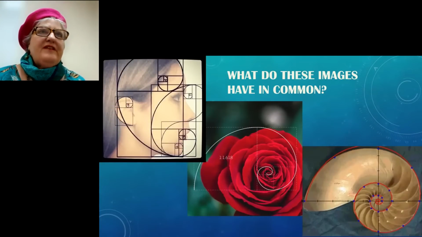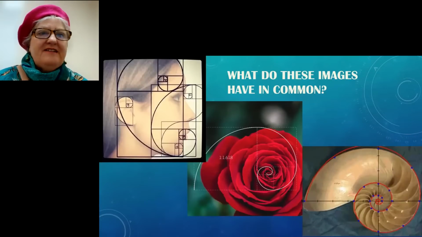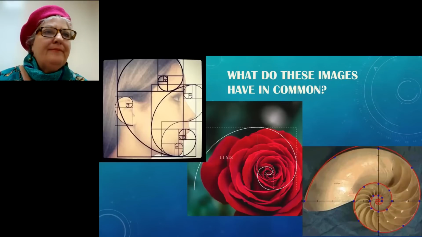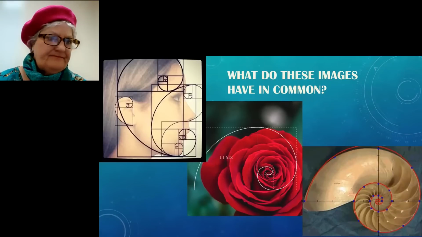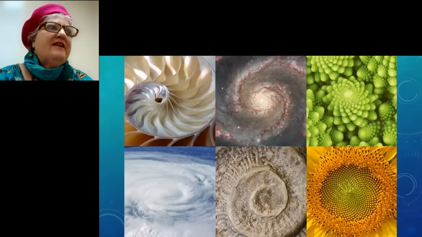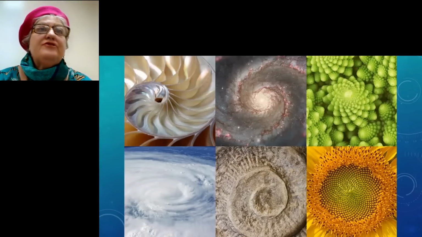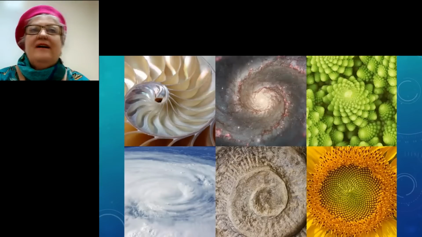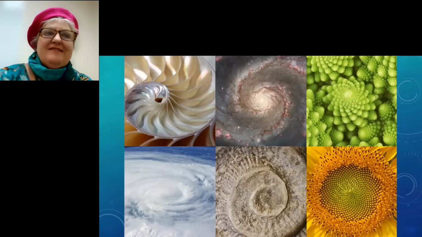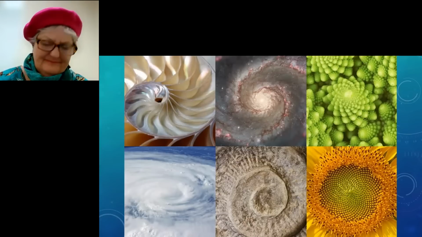So what do these images have in common? We see a face, a rose, and a seashell with a spiral on them. And here are some further images with a nautilus seashell, a galaxy in a spiral shape, the growth of a cactus, a sunflower, and a whirlpool of water. What do they have in common?